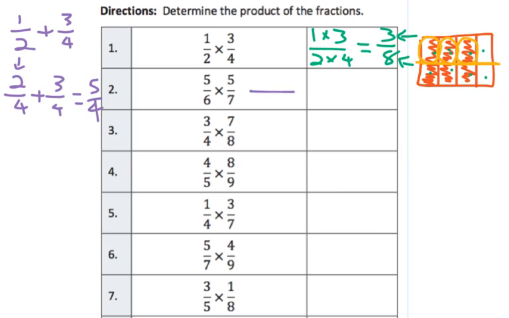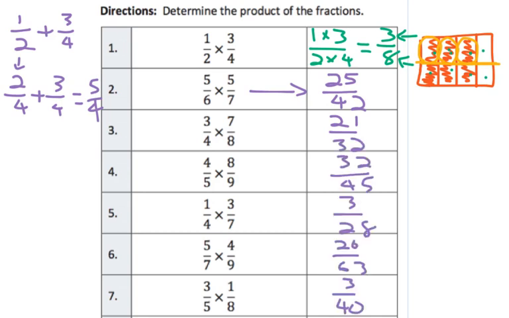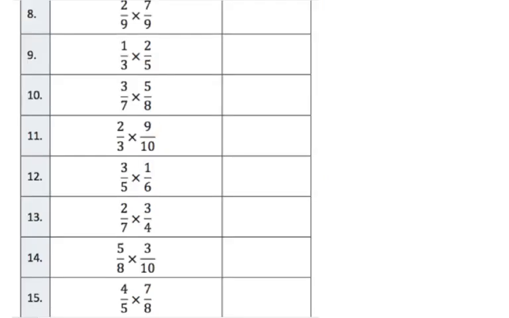So, all right. 5 times 5 is 25, 6 times 7 is 42, straightforward. 3 times 7 is 21, 4 times 8 is 32, and so on. We can do this when we're multiplying fractions. Really, the only thing that gets a little tricky is sometimes you have to simplify the fraction, or sometimes you could simplify the fraction. So let's go over at least one where we have to simplify it.